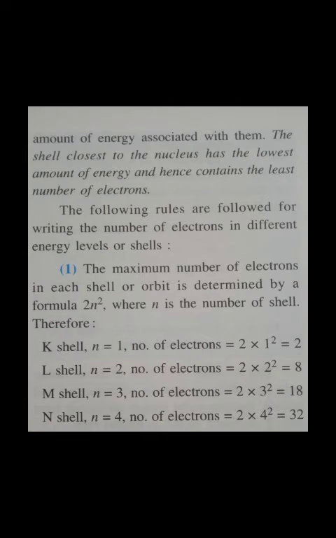M shell, n is equal to 3. Number of electrons 2 into 3 to the power 2, 18. 18 electrons can be accommodated in M shell. N shell, similarly, we will use the formula and we'll get the number of electrons in N shell equal to 32.